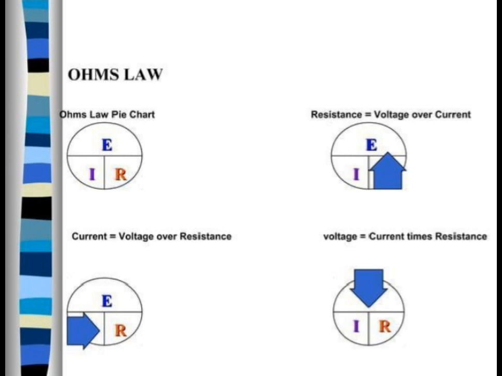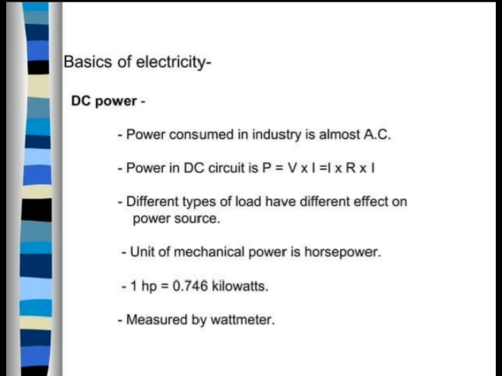These are the formulas used to get the voltage, resistance and current of electrical devices. Next to discuss is the DC power or the direct current power. The power consumed in industry is almost AC or alternating current.